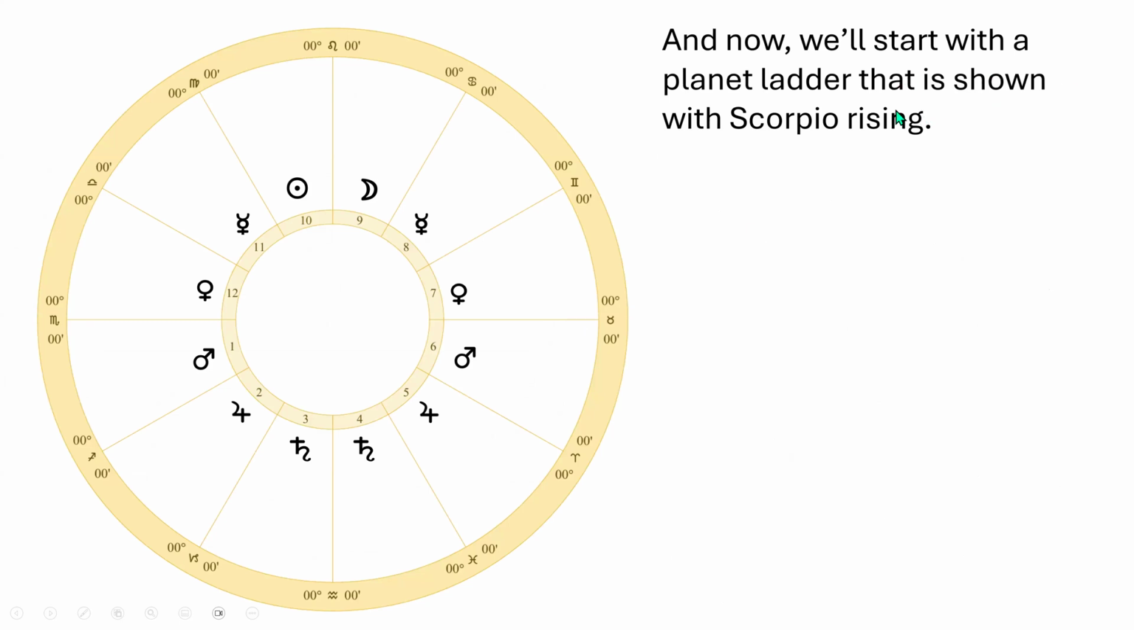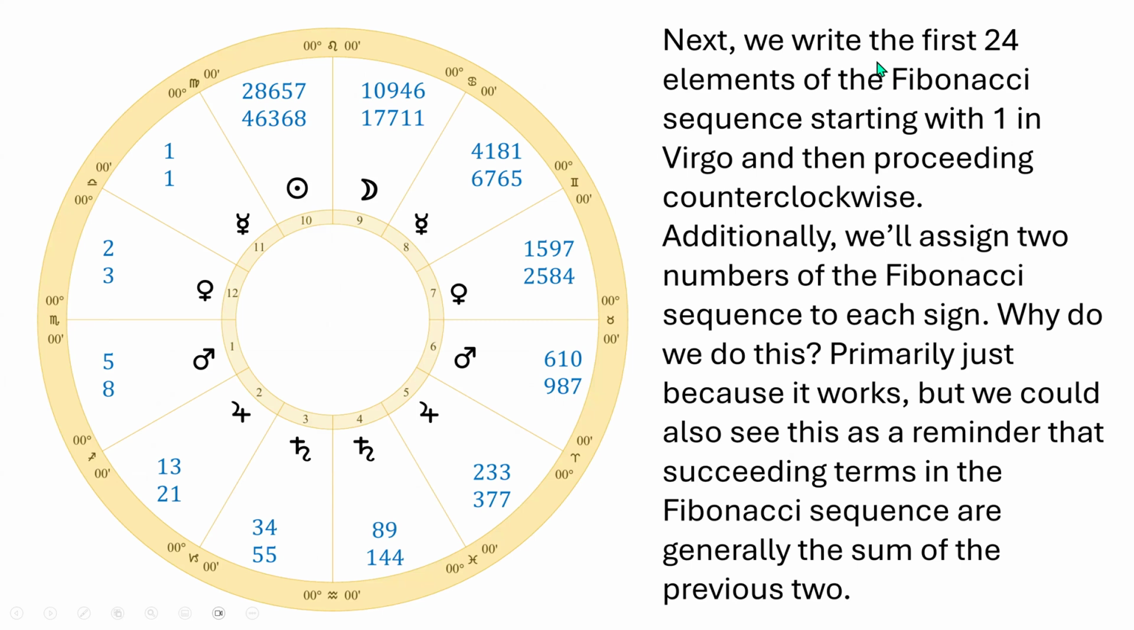And now we'll start with the planet ladder that's shown over here with Scorpio rising. So we got in ancient times, Scorpio ruled by Mars, Sagittarius by Jupiter, Capricorn by Saturn, Aquarius also by Saturn, Pisces by Jupiter, and so on around the wheel. Okay, next we write the first 24 elements in the Fibonacci sequence, starting with 1 in Virgo. This is going to be Virgo here, and proceeding clockwise. Additionally, we'll assign 2 numbers in the Fibonacci sequence to each sign. Why do we do this? Well, primarily just because it works.